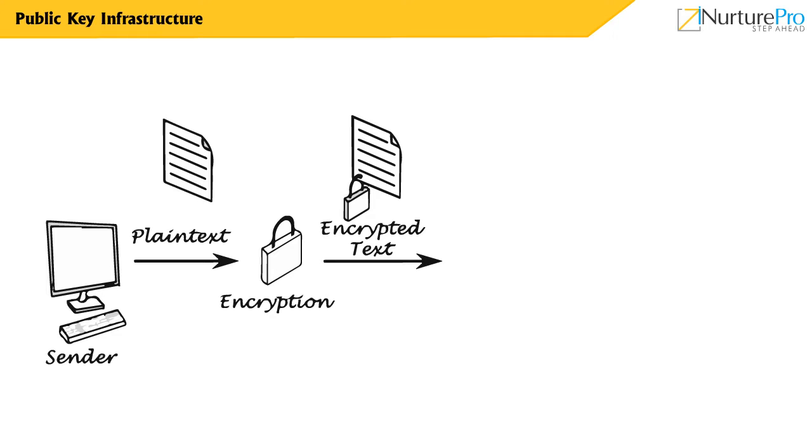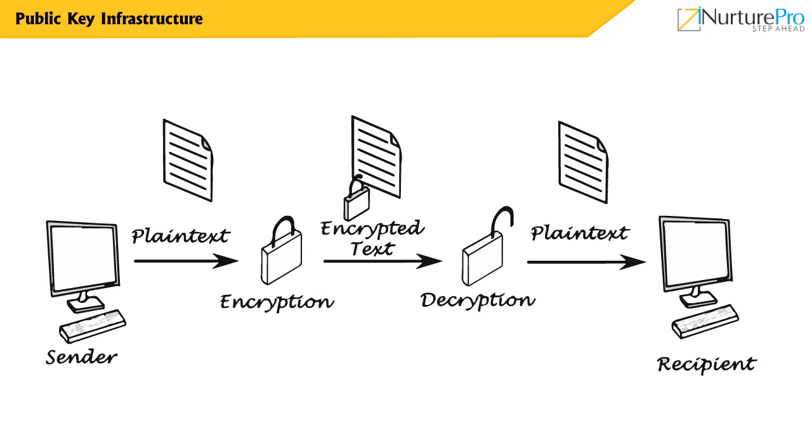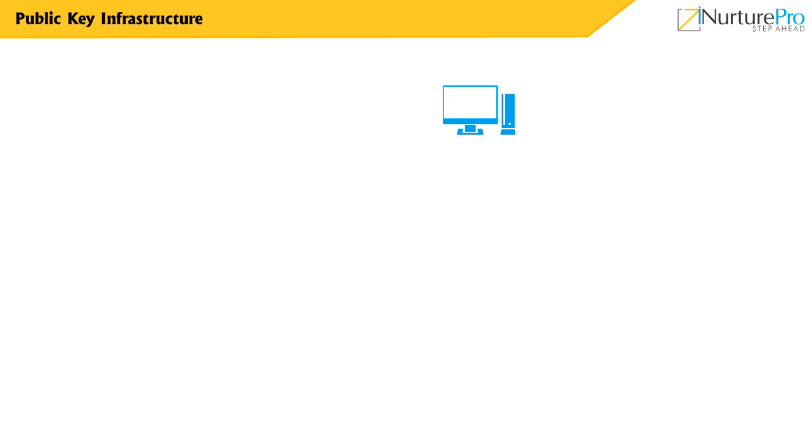Thus, the process of converting plain text to the encrypted text is called encryption. Once the receiver receives the encrypted text, it is converted back to the original plain text. This process is known as decryption.